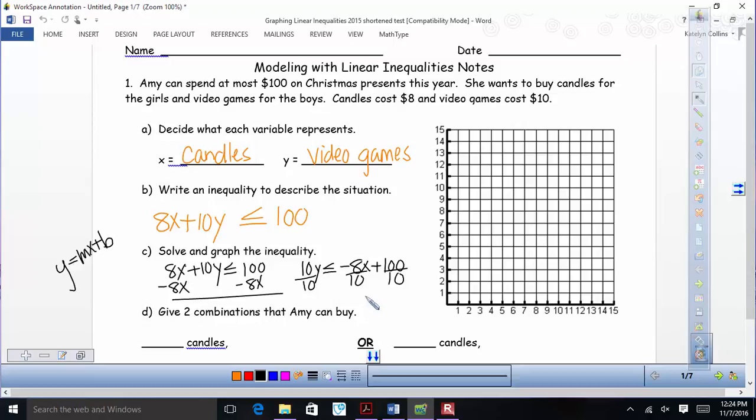So that's going to give me y is less than or equal to, does negative 8 over 10 reduce? Both can be divided by 2, so that would be negative 4 over 5 x. And what is 100 divided by 10? 10. Very good. So that's our new equation. I'm going to highlight it because it's kind of hard to see.